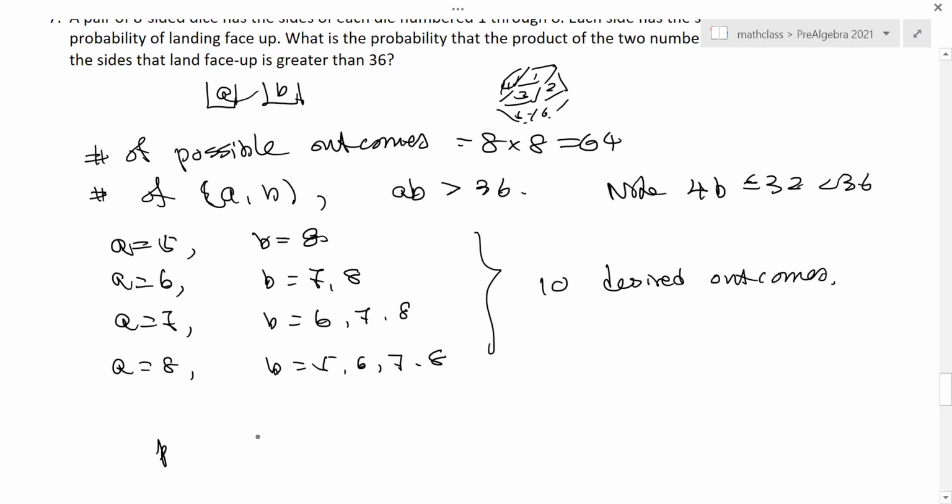So now you get an answer. The probability is going to be 10 over 64. You simplify by dividing by 2, and it's 5 over 32. So 5 over 32 is the correct answer. You just divide them into several cases and count them.